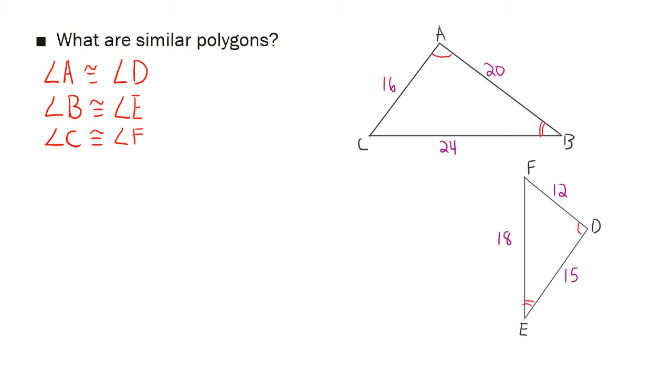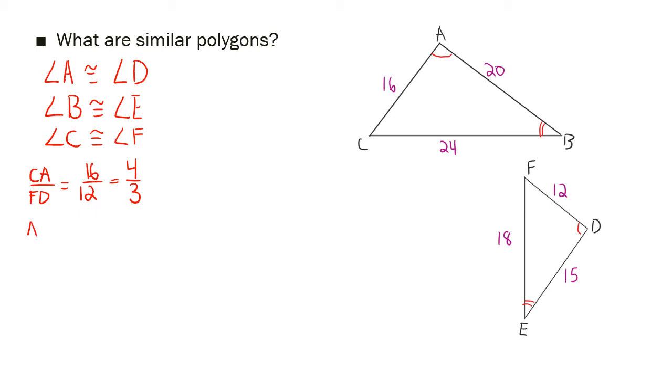They also must have proportional sides. That means that when you create ratios of corresponding segments, they have the same fraction when you reduce. As an example, CA and FD are corresponding sides. That means as a fraction, 16 over 12, if I reduce that by 4, I would have 4 over 3. For these triangles to be similar, every segment has to create 4 over 3.